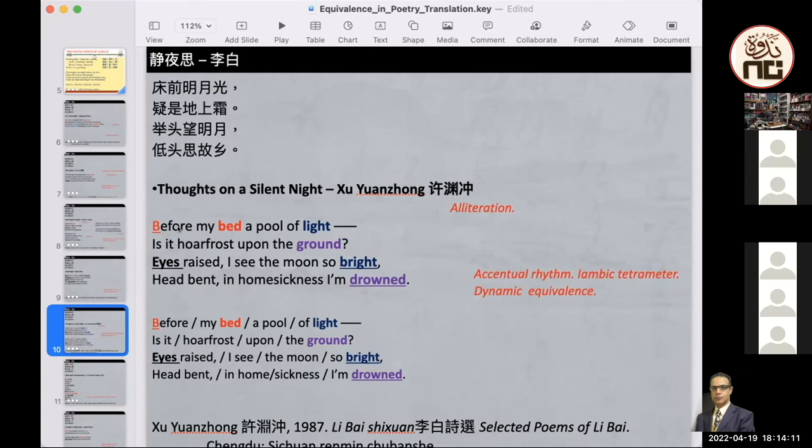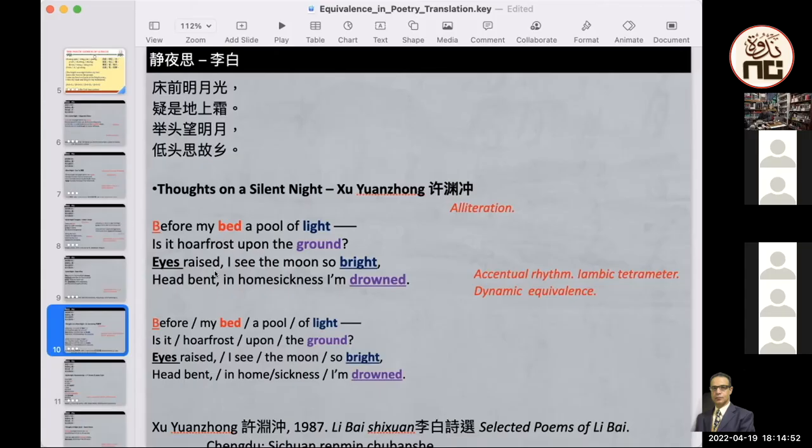rhythm. Okay, so here he says like before. When you read before, do you put stress on the B or the 4? You put stress on the 4, right? You say before, not before. If you put stress on the first syllable, you will pronounce it as before, which is not English. So you have to pronounce it as before, then it's iambic. Ta-tam, before, ta-tam. So you would read it in English rhythm as before my bed, a pool of light, ta-tam, ta-tam, ta-tam, ta-tam, 4 feet.